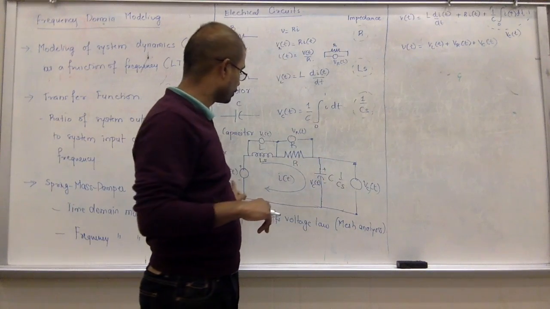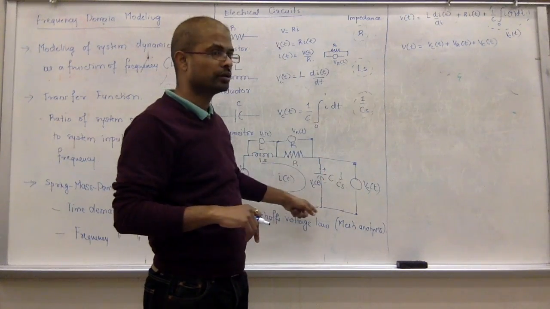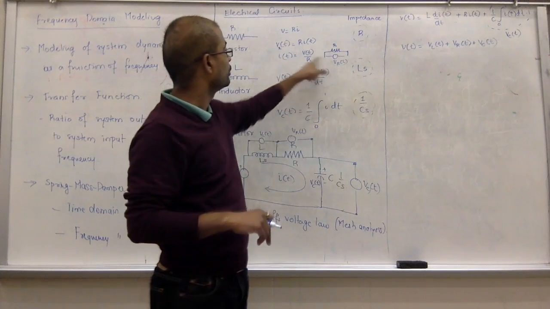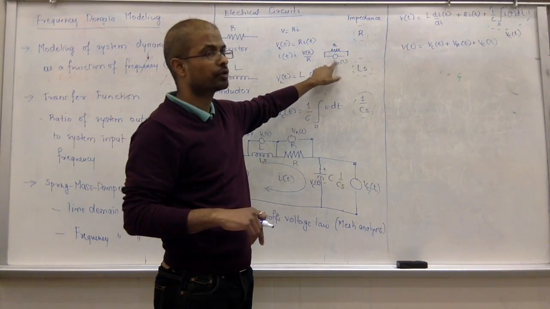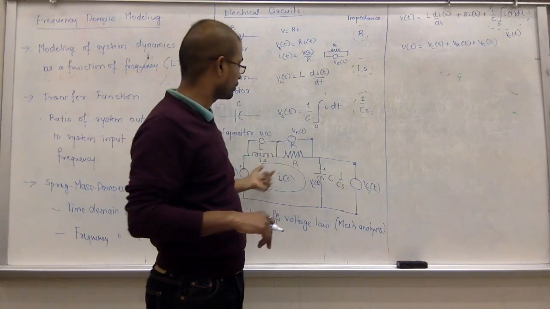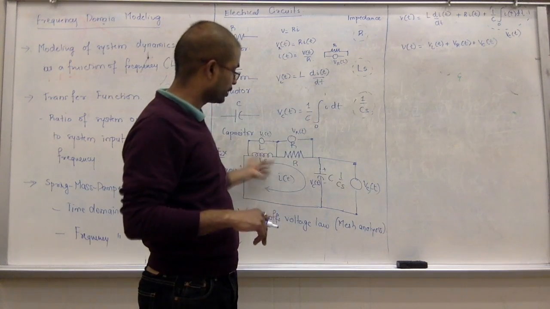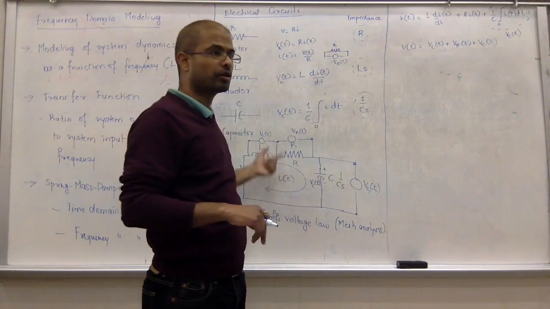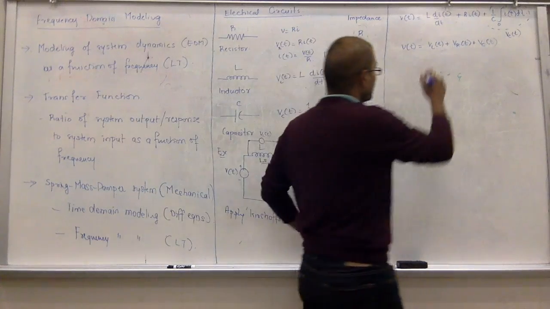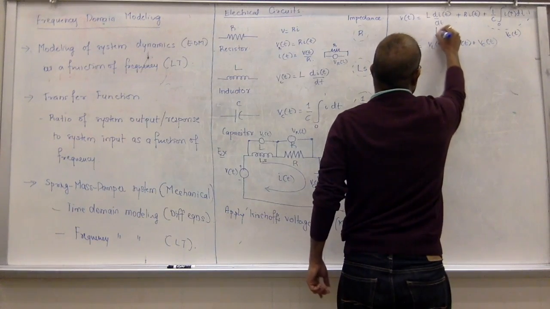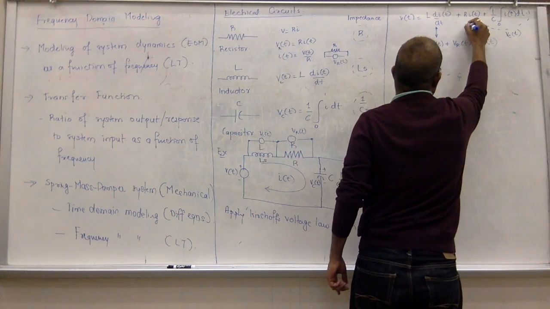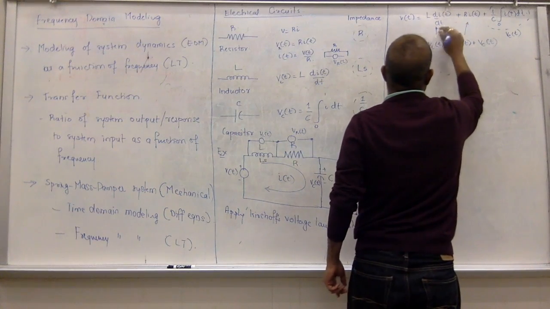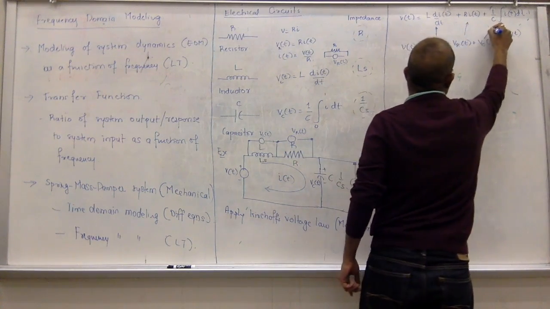So the input voltage is equal to this thing. If you're talking only about this, you will not use V R of t, you'll use just V of t. But if you are applying something like this, the voltage has to get distributed across. Now V L of t is this. V R of t is this. And V C of t is this.